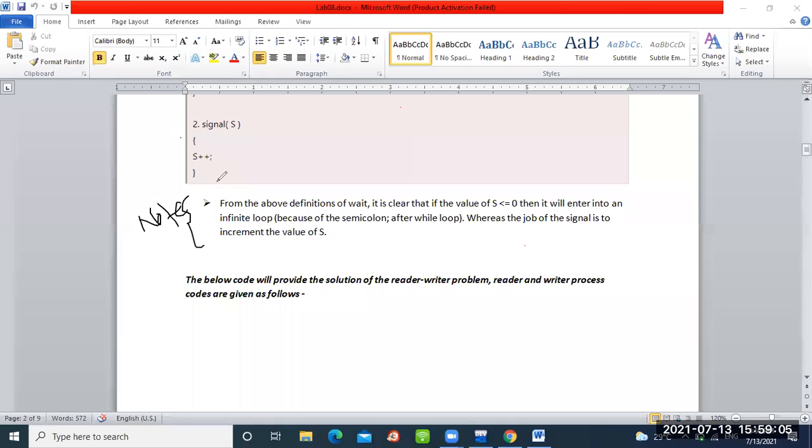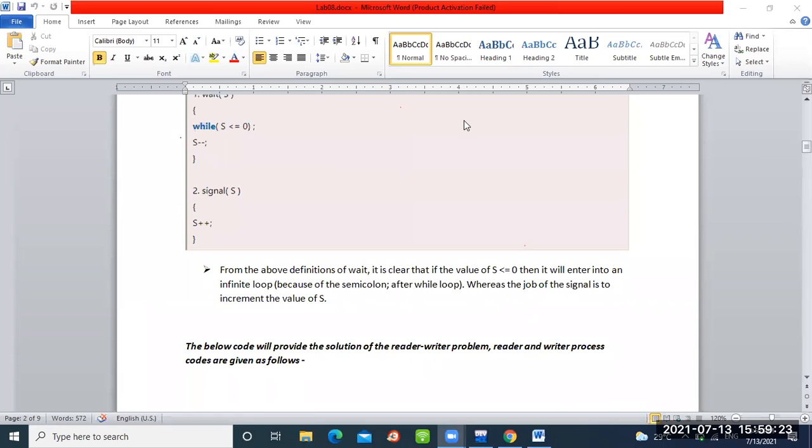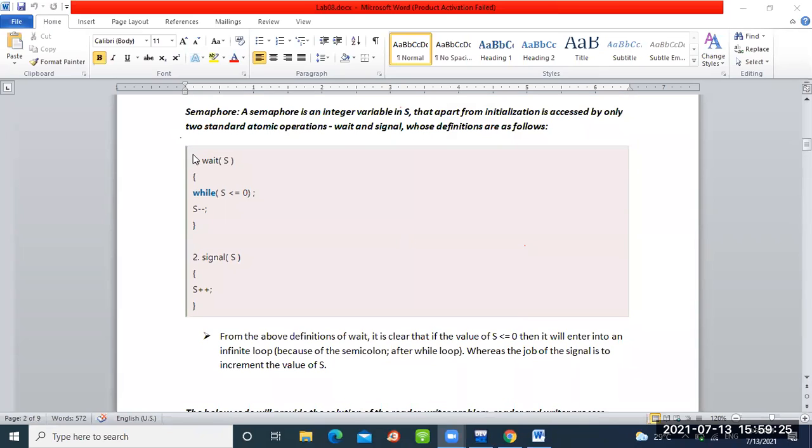Yes, ask. Sir, you have told that write and mutex are semaphores. Yeah. And what is s? We are representing write by s or mutex by s, or is s also another semaphore? Yeah, S is another semaphore. This is the actual definition of semaphore.